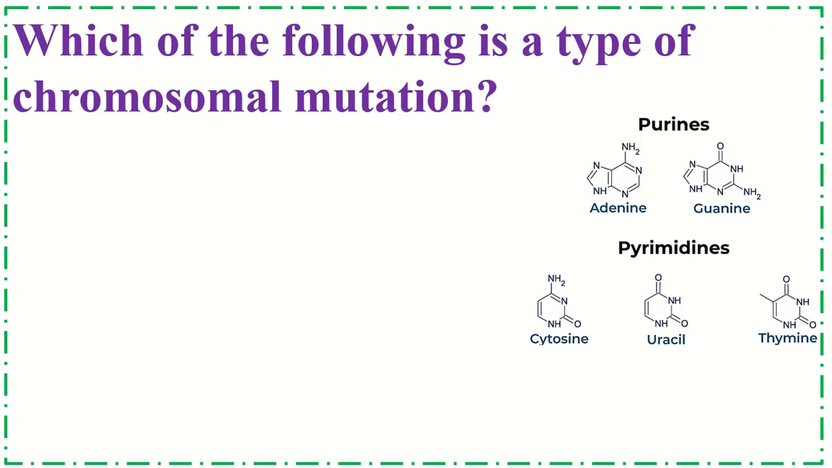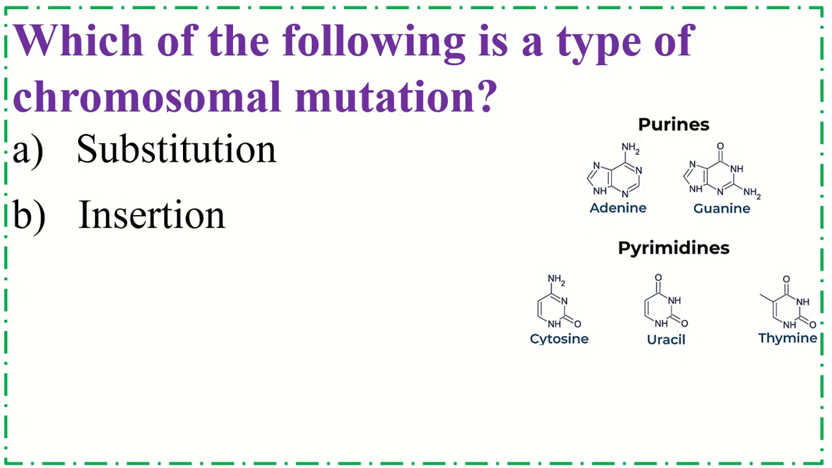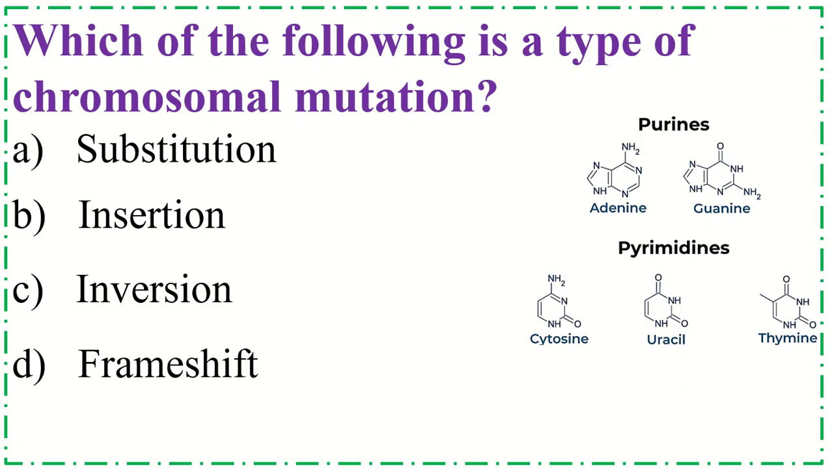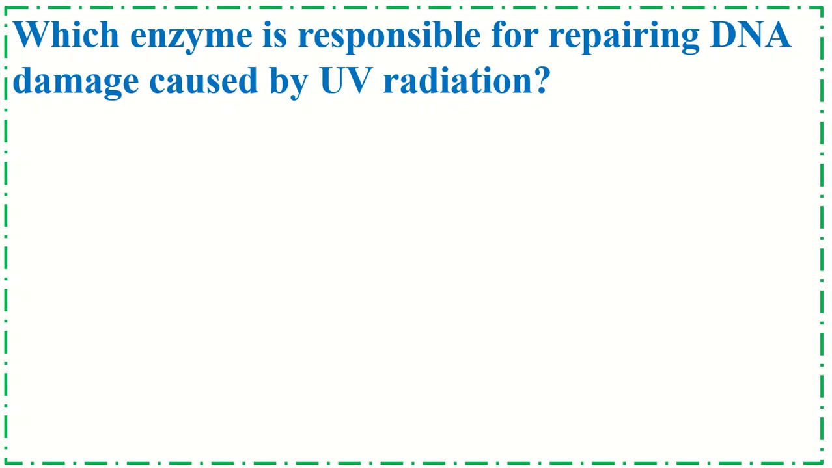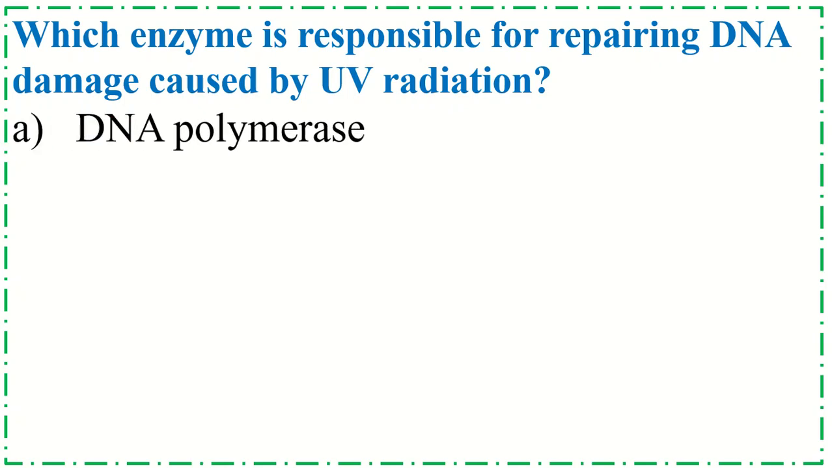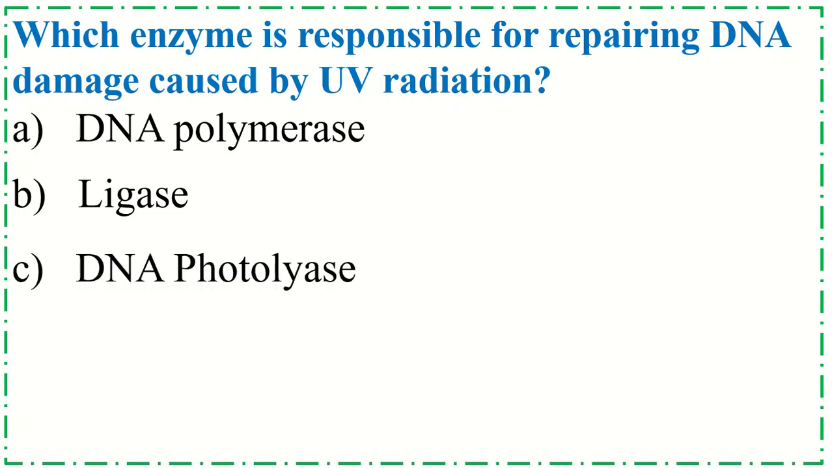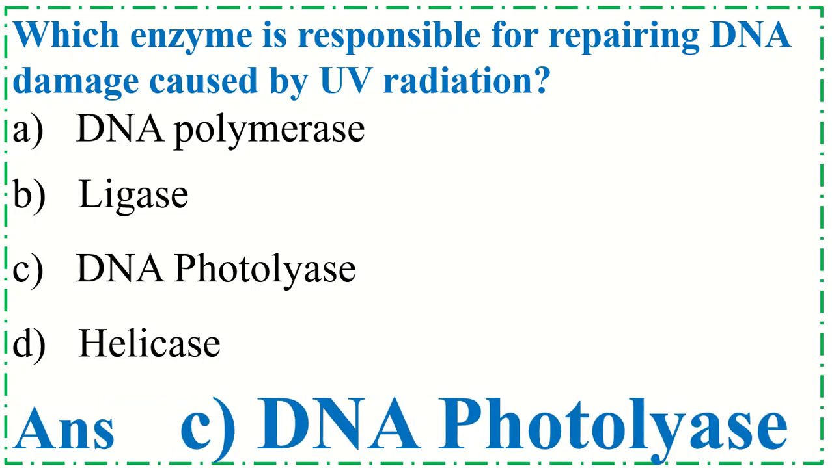Which of the following is a type of chromosomal mutation? Option A substitution, B insertion, C inversion, D frame shift. The correct option is C inversion. Which enzyme is responsible for repairing DNA damage caused by UV radiation? Option A DNA polymerase, option B ligase, C DNA photolyase, option D helicase. So the correct option is C DNA photolyase.